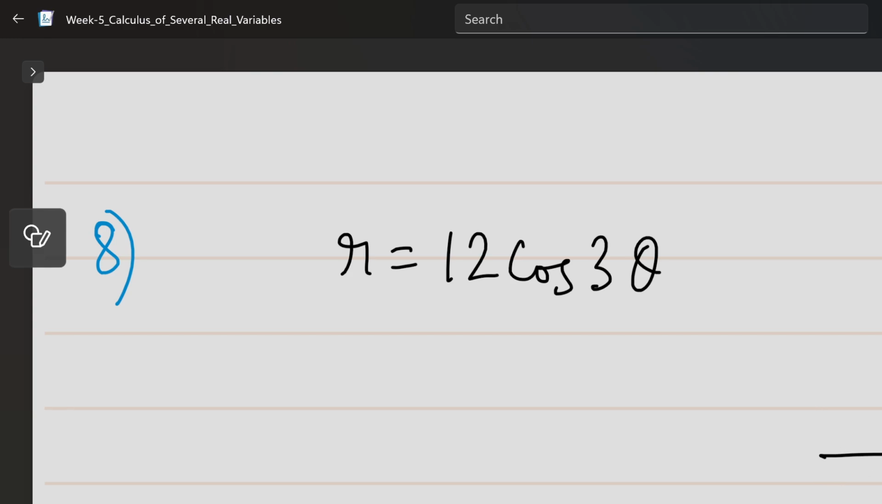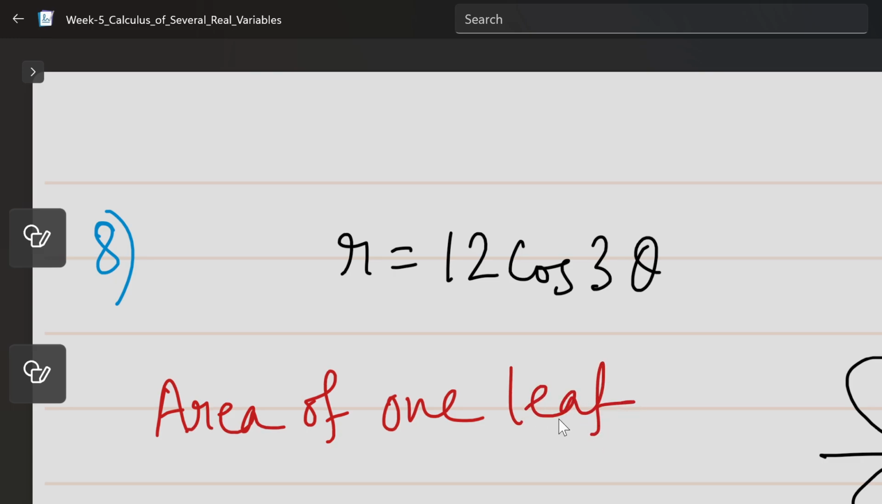My drawing should look like this and this. If you want to visualize, this total area is nothing but 2 into this area only, because it is also symmetric. So I will find only for this region, only for the red color region, and the total area is 2 into red. So area of one leaf is equal to 2 into area of red color region.